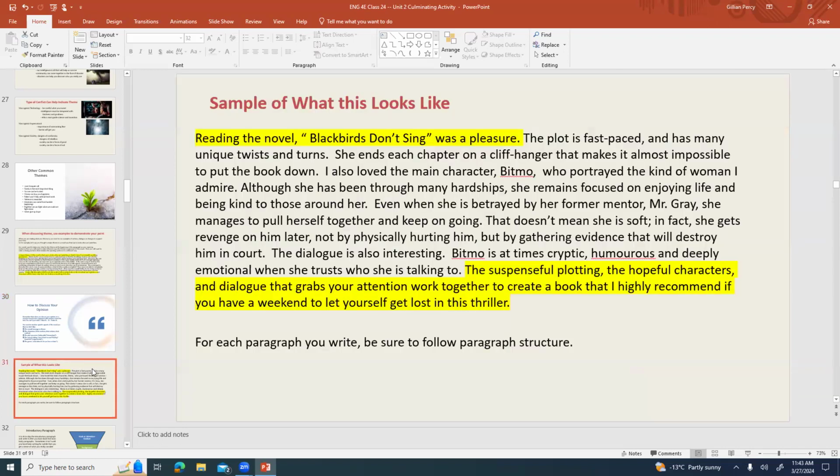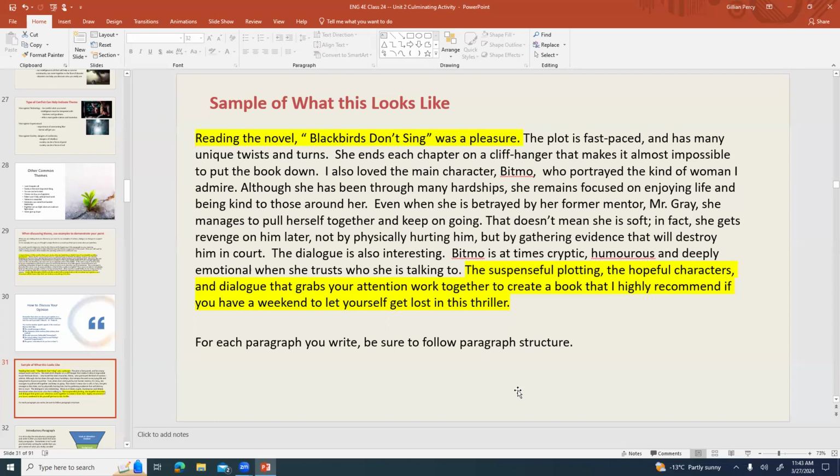So here's an example of what this looks like. We talked about this before when we were talking about our opinion of a media show. It's the same thing. We're just doing it here, looking at a novel instead of looking at a show, but it's still expressing your opinion using supporting evidence. Again, I've highlighted the opening and highlighted the closing. Reading the novel Blackbirds Don't Sing was a pleasure.